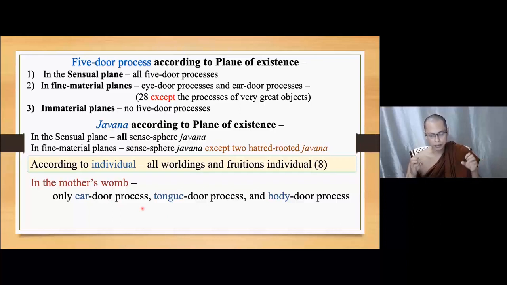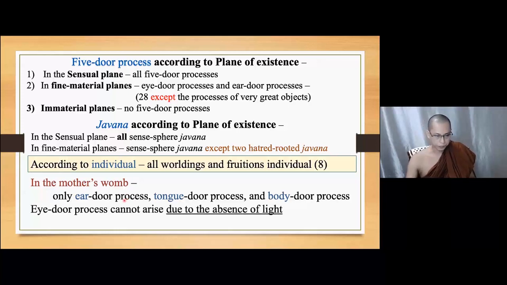Because for the mental process to arise, they need the specific condition. So in the mother's womb, the being can hear the voice, the sound of the mother's voice, etc. So the ear door can arise, and also the tongue sensitivity has already arisen. Then the being in the mother's womb can taste and can be aware of the tangible object. So the body-door process: only three door processes can arise in the mother's womb. This is related to the womb-born beings. And sometimes for a deva who is born immediately, they don't need to live in the mother's womb. So this explanation does not relate to the devas or hungry ghosts, etc.